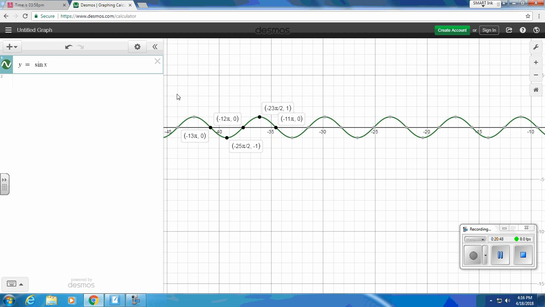So this is the portion that we graphed. Again, it goes on and on forever in both directions, but I wanted to know between these values, what does it look like?